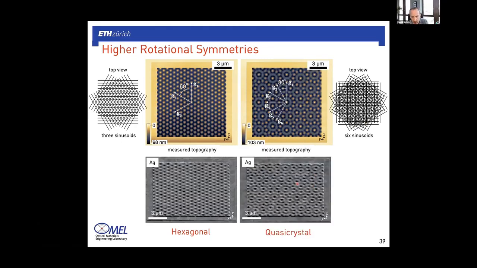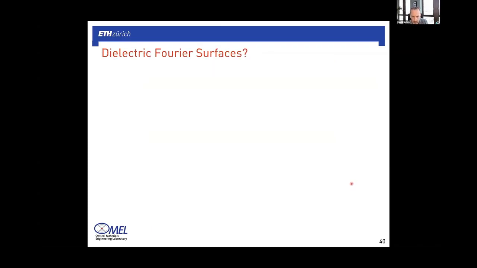And I don't have time to show it, but the optics, if you send light and bounce off of these surfaces, you see only diffraction due to these 6 components in your surface. So no matter how complicated it looks to us, the photons see exactly the spatial frequencies that we put there. And then finally, we can make dielectric surfaces.